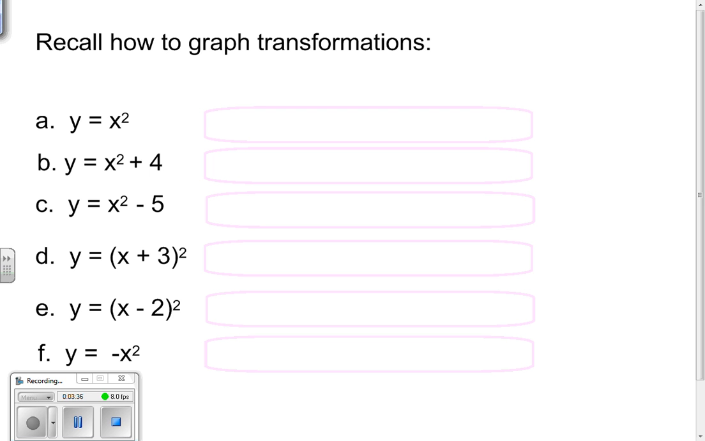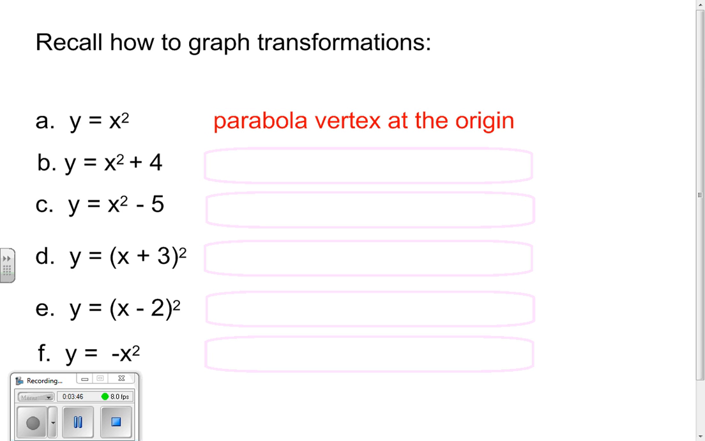Just a quick recall on transformations. Letter A is y equals x squared. It's actually the parent function, so its vertex is at the origin. It's a parabola. No transformations have occurred. In letter B, that plus 4 says that I'm going to move that graph up 4. Letter C, the minus 5 says down 5.